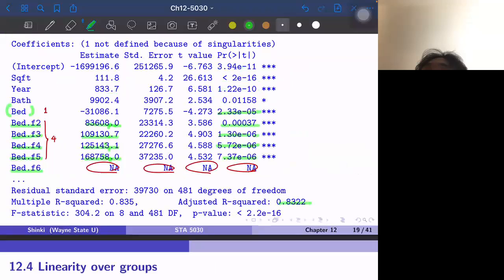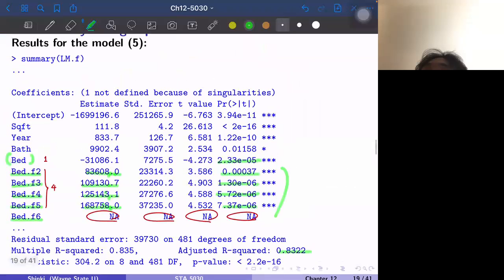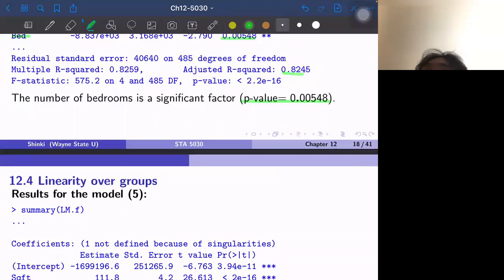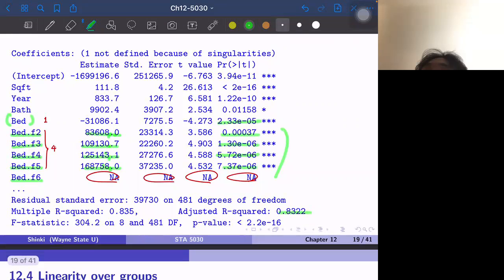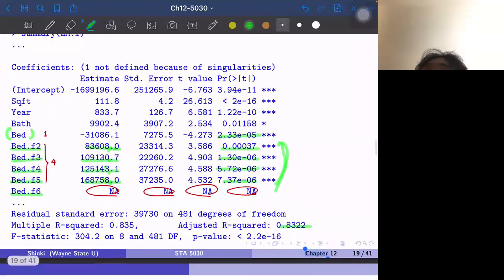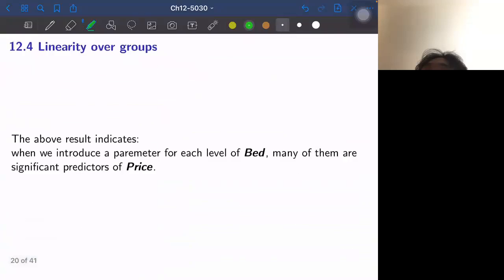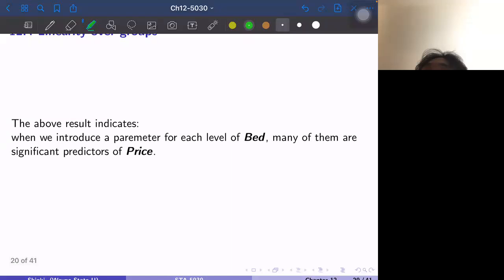You can see that the adjusted R squared is 0.8322. So these are significant, and the adjusted R squared improves a bit, maybe 1%. We haven't calculated AIC, but if these variables are so significant, then we can believe that the AIC is also better, smaller, for the larger model. So probably this means that introducing a parameter for each level of bed is good. Many of them are significant predictors for price.